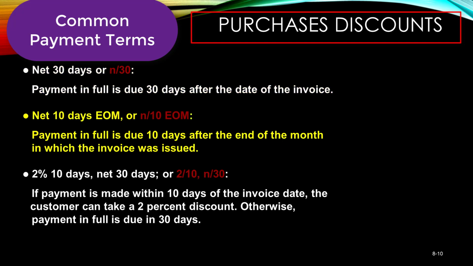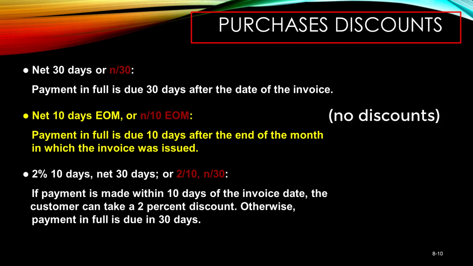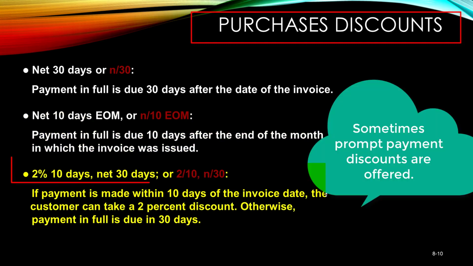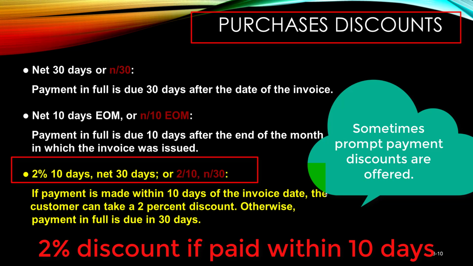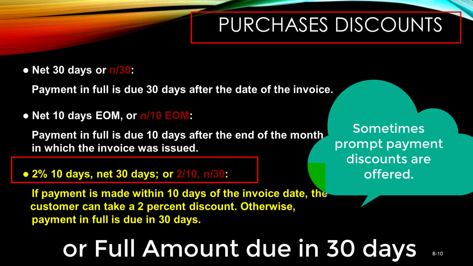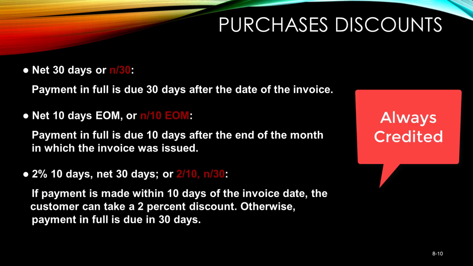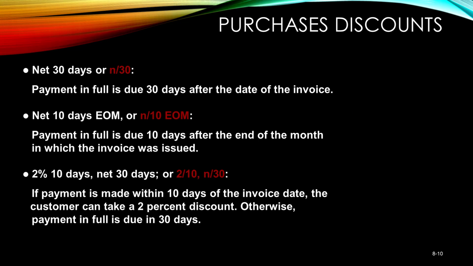Net 10 EOM means that payment in full is due 10 days after the end of the month. These fractional payment terms that we saw in the last chapter also apply in this one. In this case, 2/10 net 30 means that the buyer can take a discount of 2% if paid within 10 days of the invoice. Otherwise, the full payment with no discount is due in 30 days. Purchases discounts is a contra expense account and therefore will always be credited.